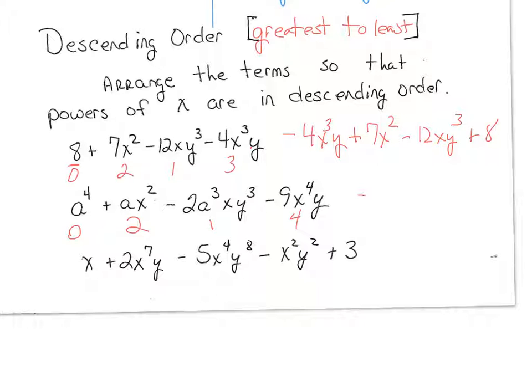Descending order. So, negative 9xy plus 8.